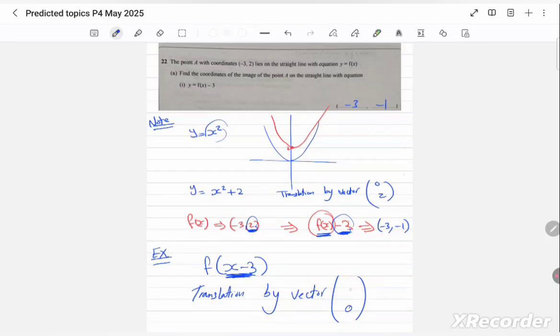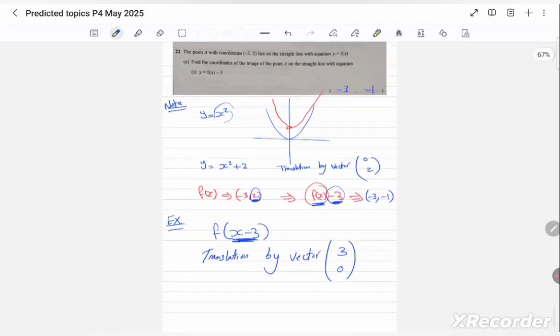But x usually is the opposite operation. So this one will be 3. If it's negative 3, it will be plus 3. So if I give the same example for you to describe what happened when I say f of x minus 3, you will say translation by vector 3, 0. If I say describe this other one, you will say it's a translation in y by vector 0, negative 3.